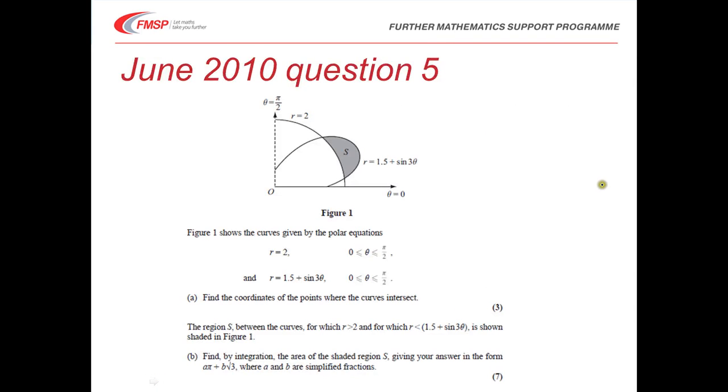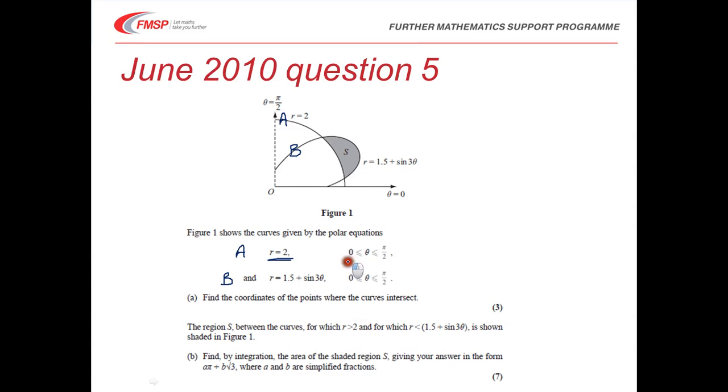So let's have a look at an exam question. It's very important that you read through the question carefully first, and with these questions, particularly where you have more than one curve, it's very important to identify which curve is which to start with. So if I call this one curve A, it's just r equals 2, which is a circle, and they've labelled it up there. Let's label that with a nice big A. And the second one here is B. That will come in useful later.